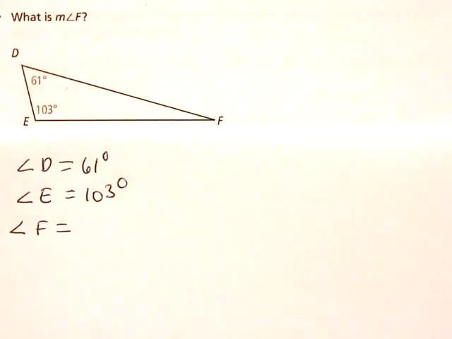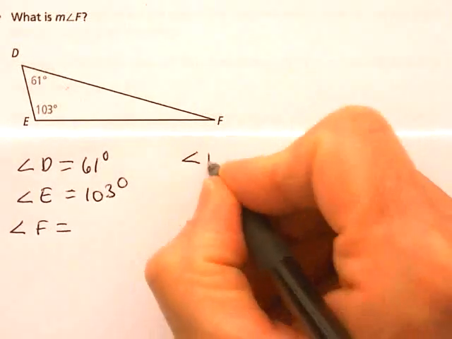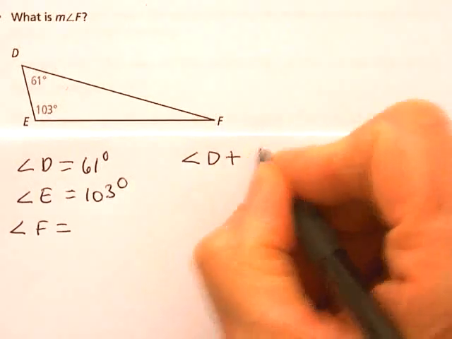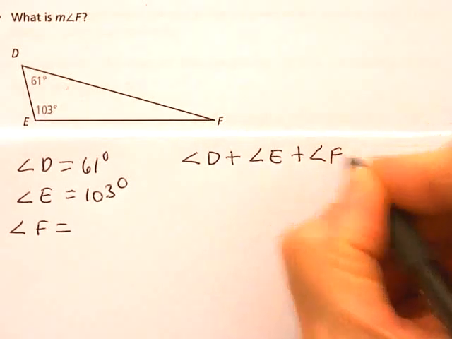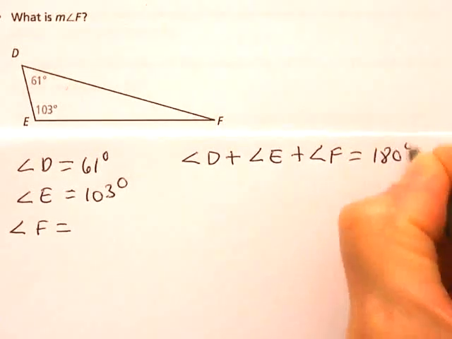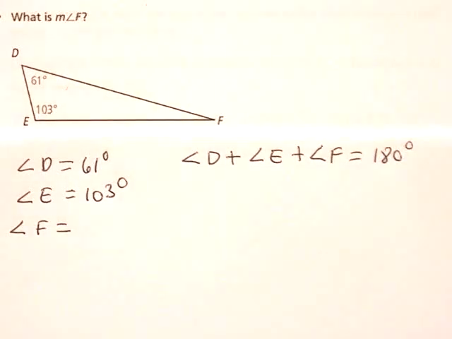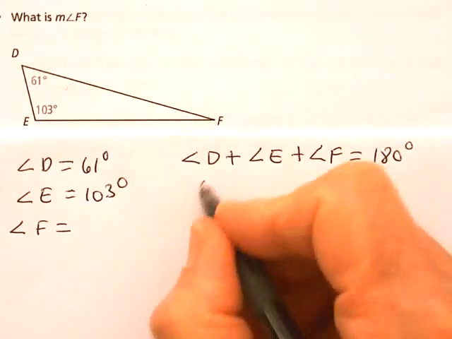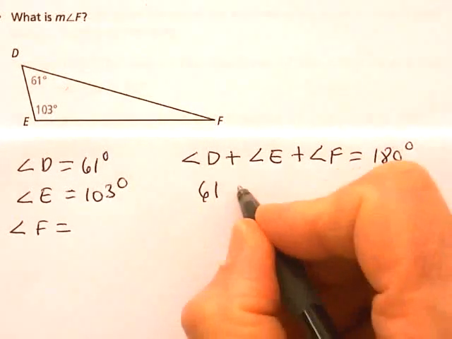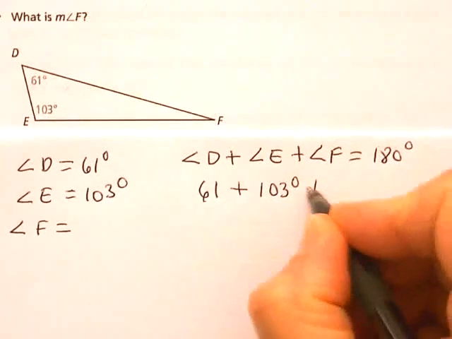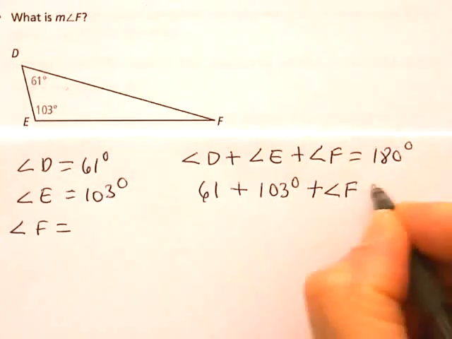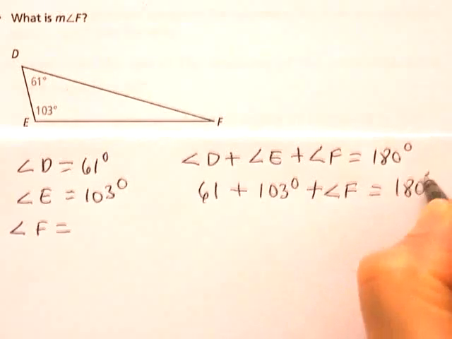All right, well, we know that the three angles together, like all triangles, add up to 180 degrees. So really, we're just going to be taking angle D, adding it to angle E, and then if we knew what angle F was, it would equal 180 degrees. So let's substitute what we know now: angle D is 61 degrees, and angle E is 103 degrees, and we are missing angle F. And the three together are 180 degrees.